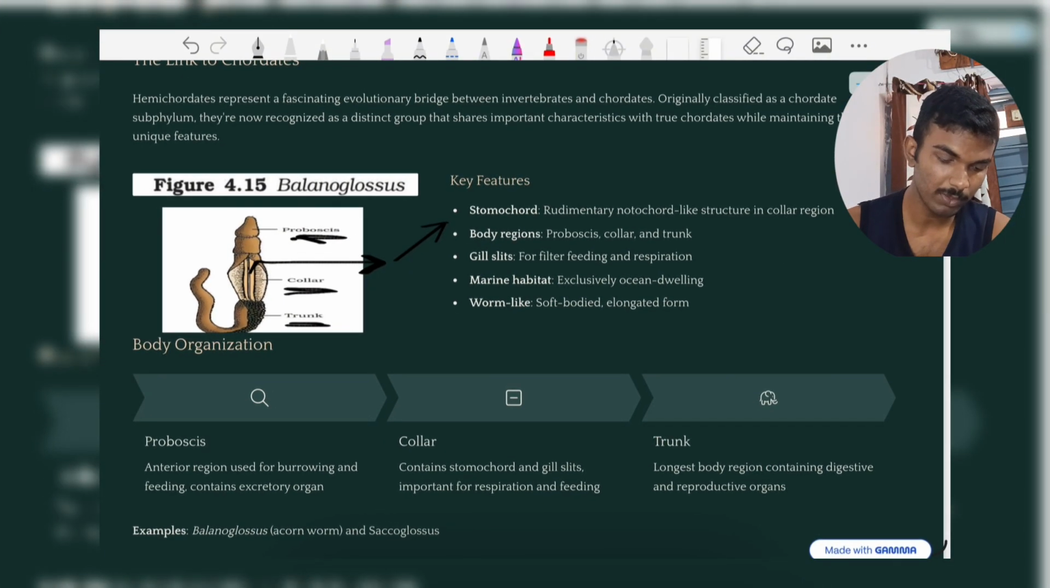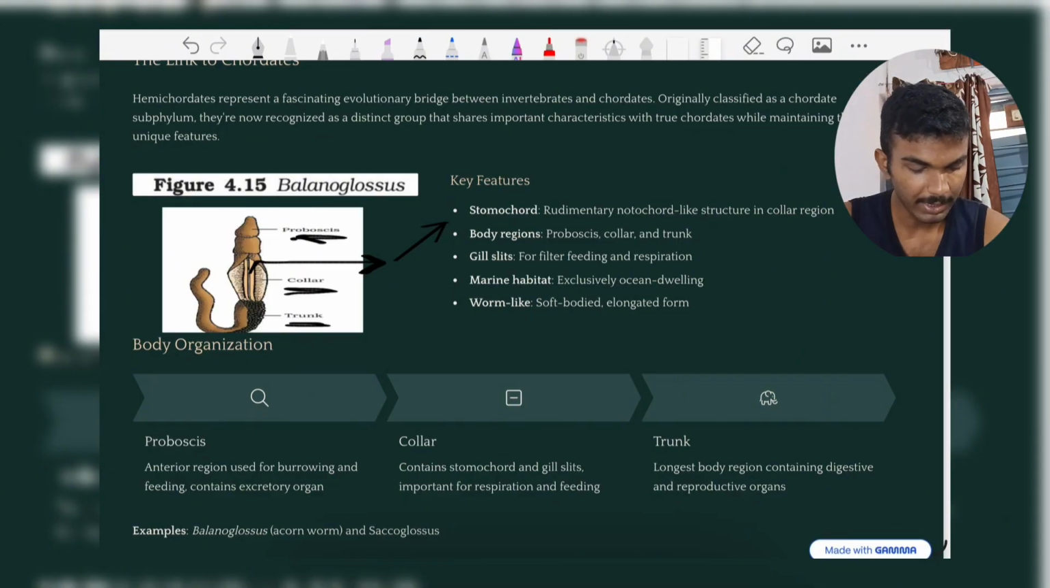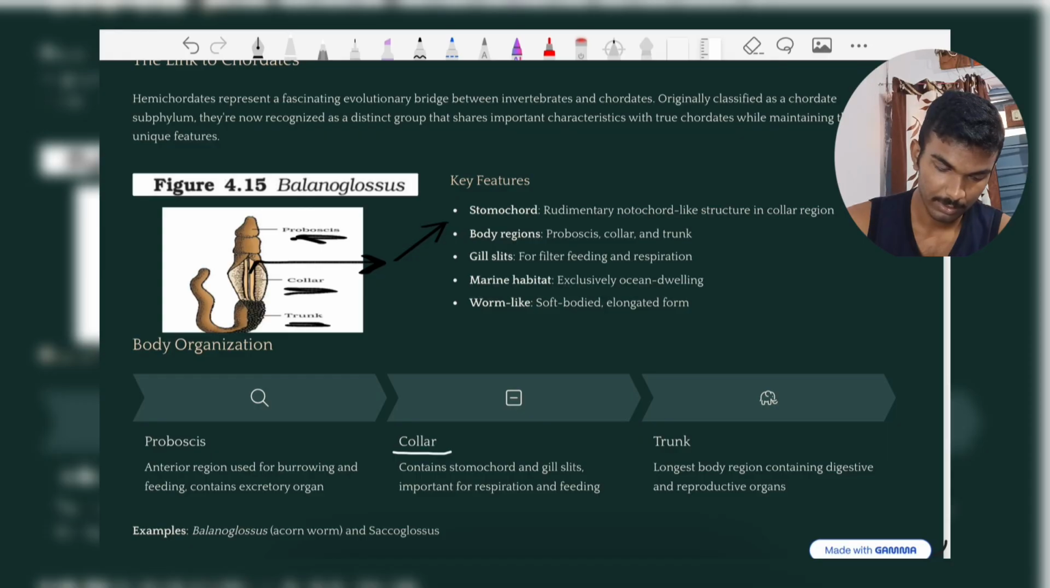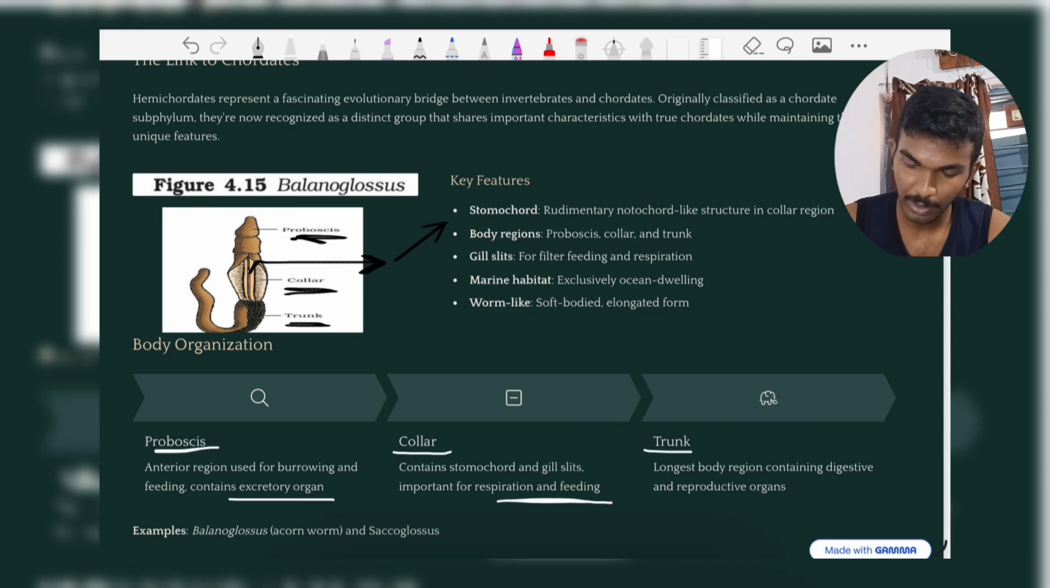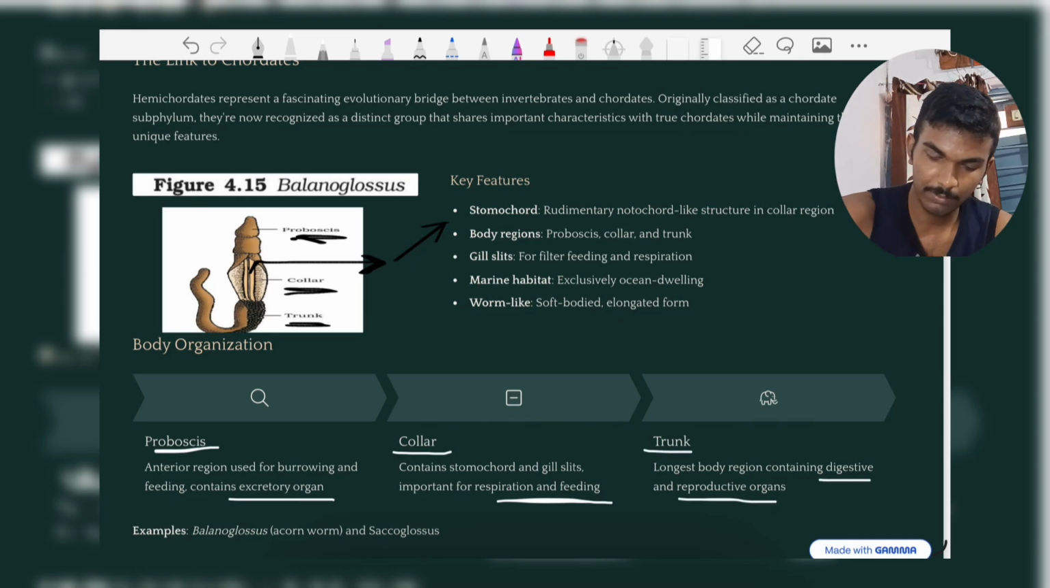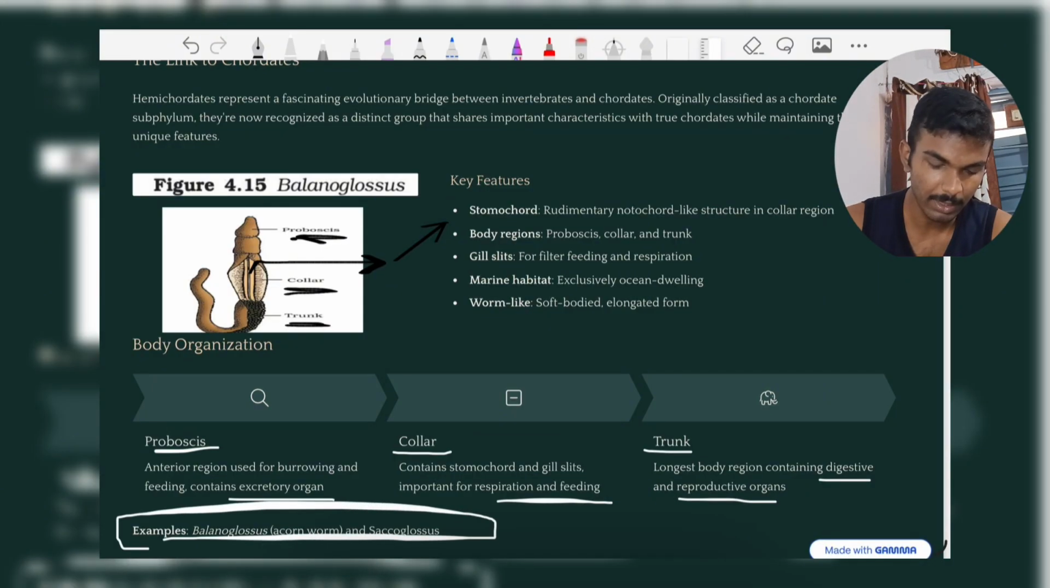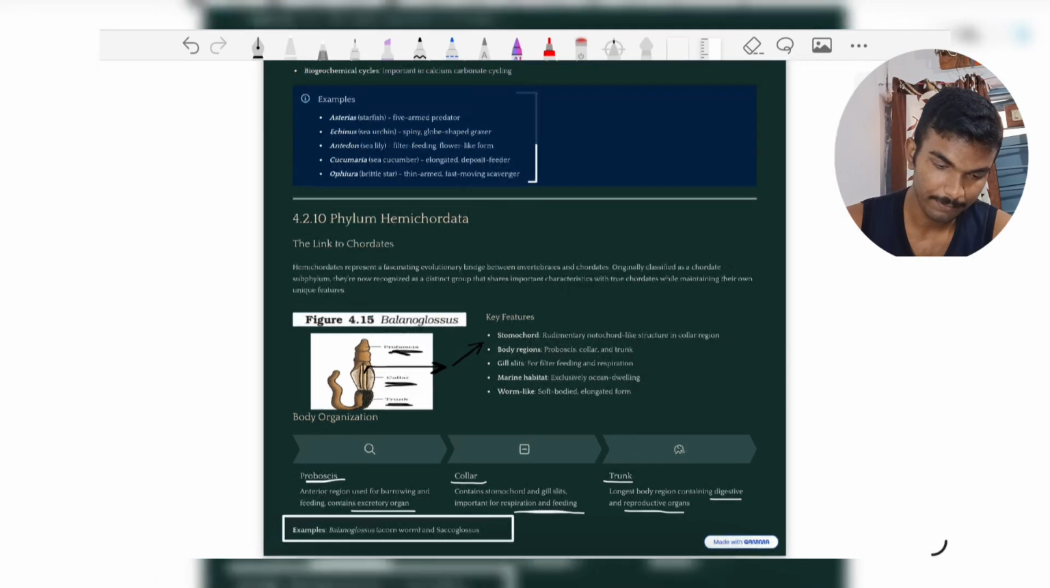Body organization. Proboscis, the anterior region used for burrowing and feeding, contains the excretory organ. Collar contains stomochord and gill slit, important for respiration and feeding. Trunk contains reproductive and digestive organs, and is the longest part of the body. Examples are Balanoglossus and Saccoglossus. This is important, it may be asked in the NEET.